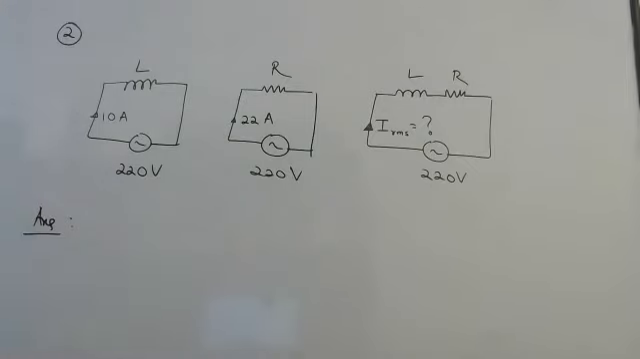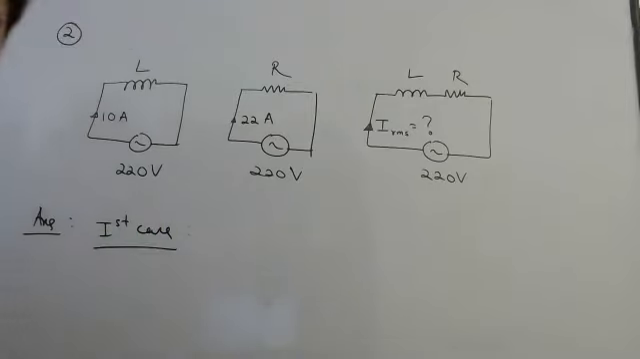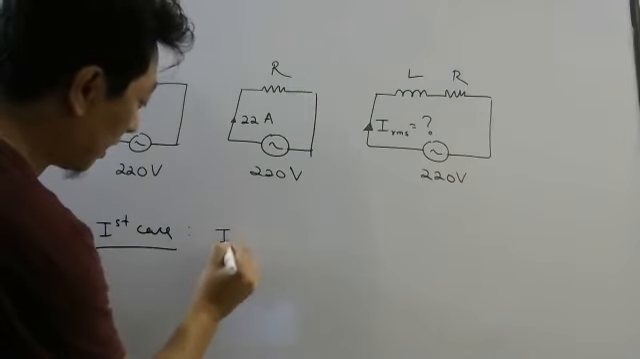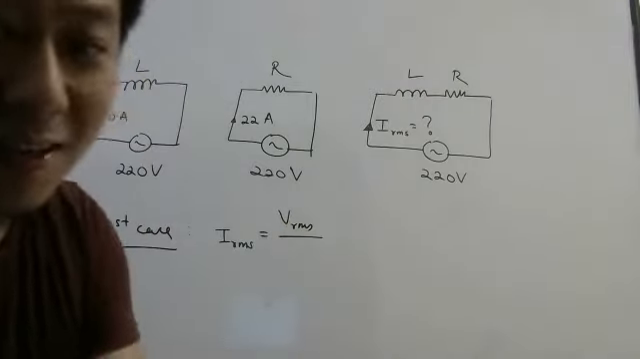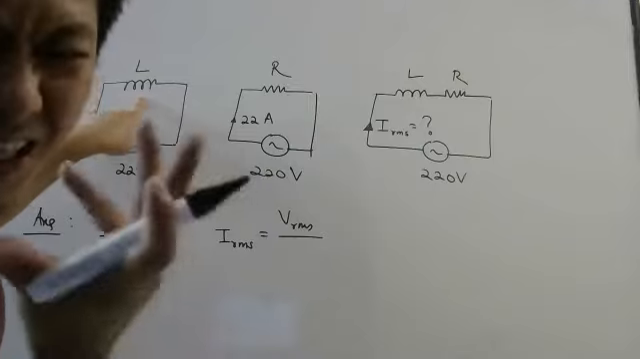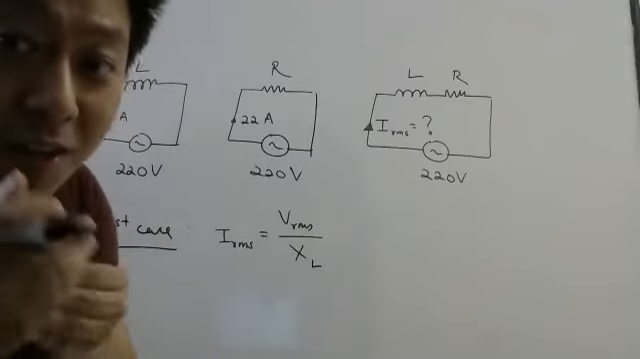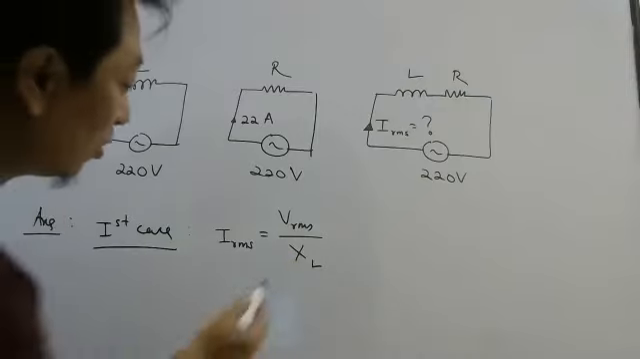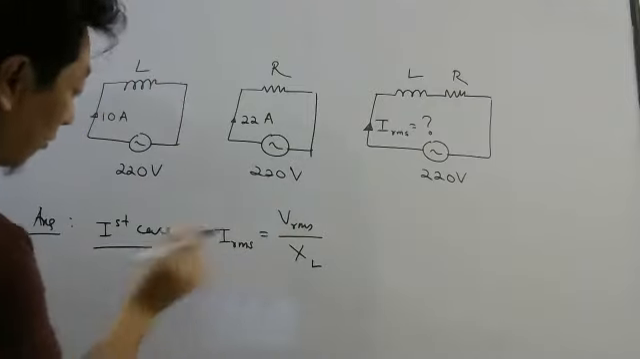Okay, so let us start. So in the first case, okay, we will use Ohm's law. So this is only a single device, single inductor. So your formula was I RMS equal to V RMS divided by Z. But here only inductor is there. So XL. Don't write L, okay? XL. The role of resistance is played by inductive reactance, not inductance. So don't write L by mistake here. Many students will write L. This is XL. So how much current flows in the first case?